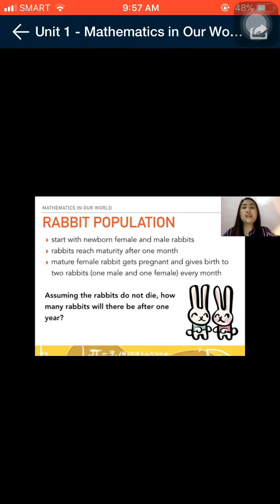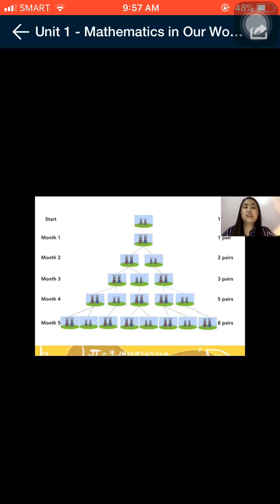Okay, so he made this pattern. He started with 1 pair of baby rabbits. Okay, after 1 month, that 1 pair of baby rabbits became mature. Now, since they are mature after 1 month, they gave birth to a pair of baby rabbits, making it 2 pairs.